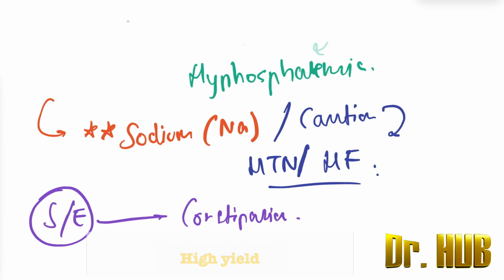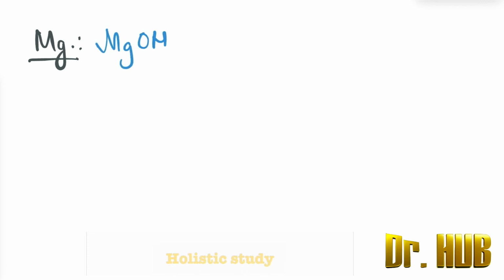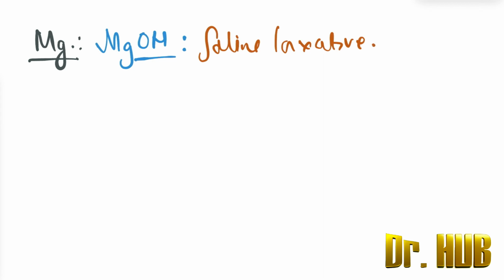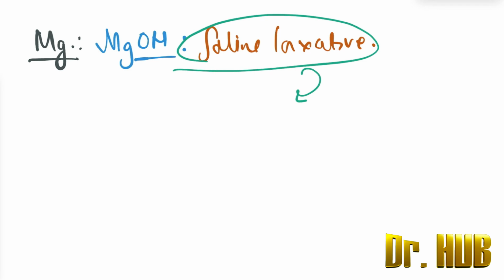Next, we are going to look at the magnesium compounds. In terms of magnesium compounds, there is magnesium hydroxide. It can also be a saline laxative. The most prominent side effect in the case of magnesium is diarrhea.